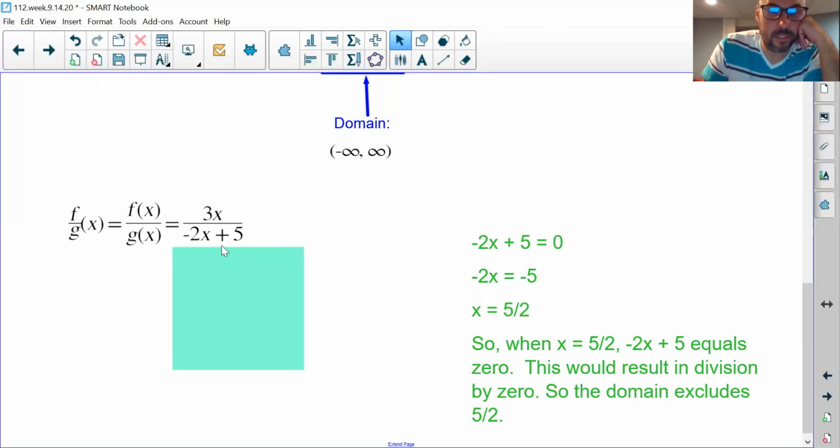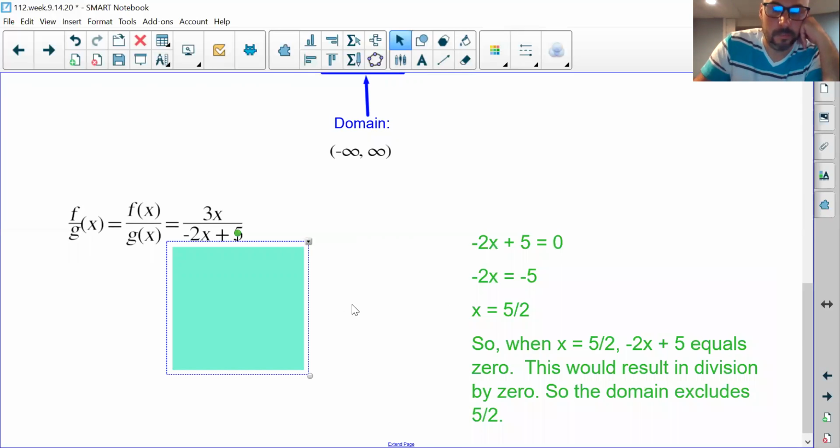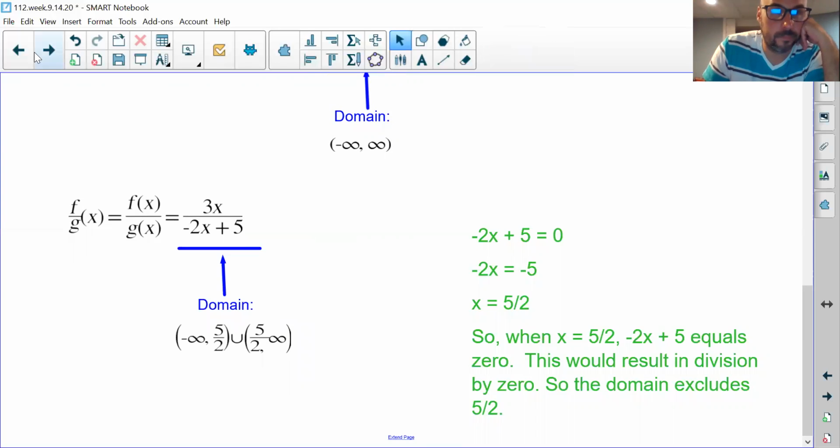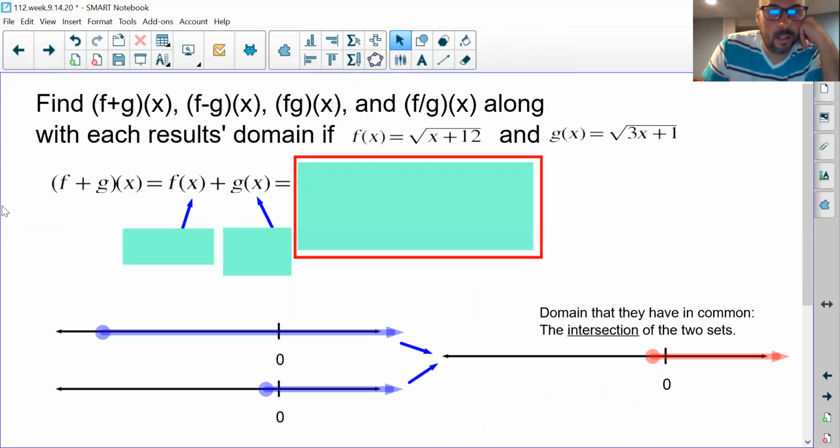So the domain of this entire result is every real number except for 5 halves. And this is how you write it as an interval. The extremes are negative infinity to infinity, but you're hopping over that 5 halves value. Now, we are going to add these two functions, subtract them, multiply them, and divide them. And we're going to find the domain for all 4 of those results.